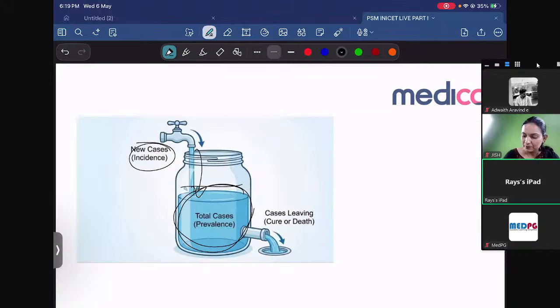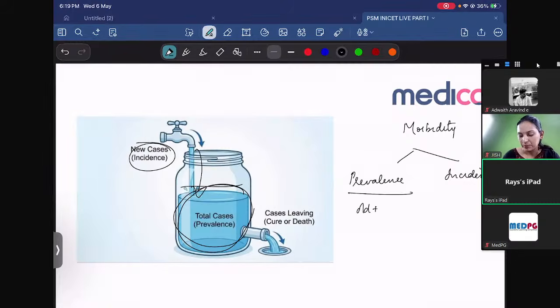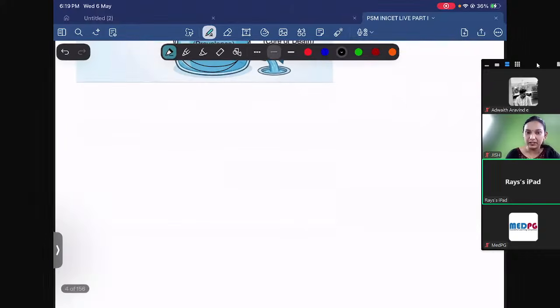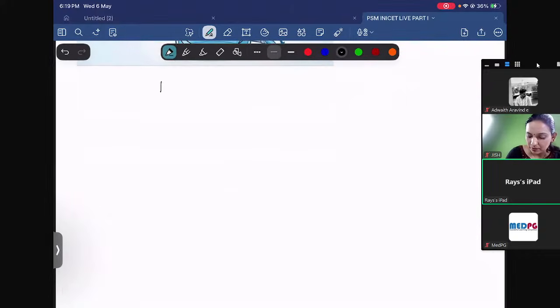So, for measures of morbidity, basically we have two measures: one is prevalence and another one is incidence. Prevalence takes into consideration the total number of cases, so it includes the old plus new cases of a particular disease. Incidence, on the other hand, considers only the new cases. We'll just tabulate it. So I'm writing here incidence, and then you have prevalence.